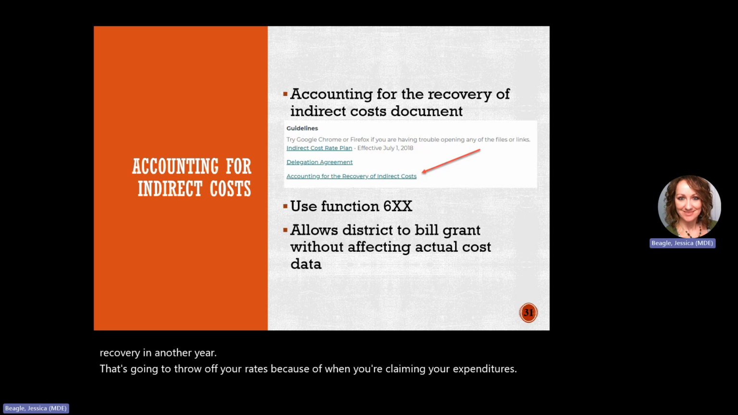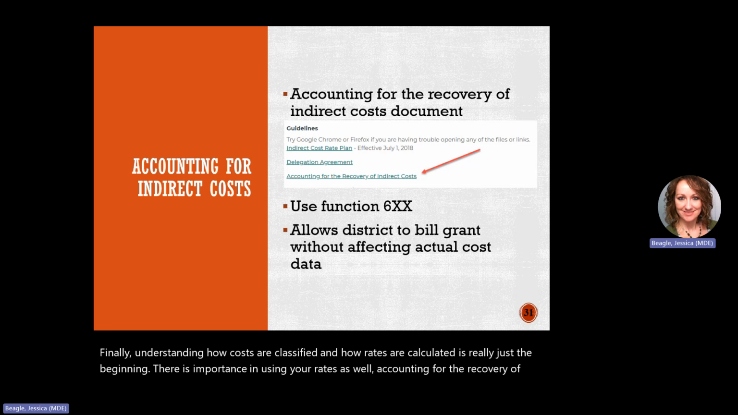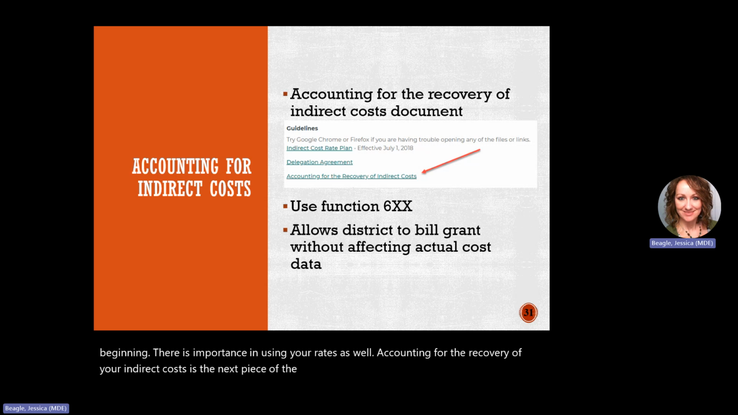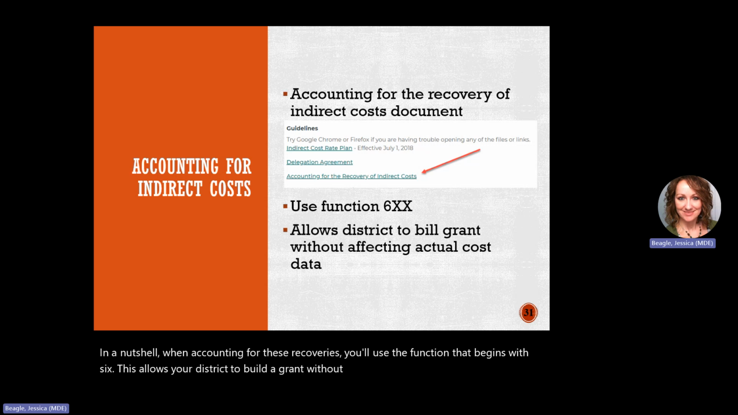Finally, understanding how costs are classified and how rates are calculated is really just the beginning. There is importance in using your rates as well. Accounting for the recovery of your indirect costs is the next piece of the puzzle, and its importance was discussed earlier. We have a document available on the indirect cost webpage that explains how to account for the recovery of indirect costs. In a nutshell, when accounting for these recoveries, you'll use the function that begins with 6. This allows your district to bill the grant without impacting your actual cost data.